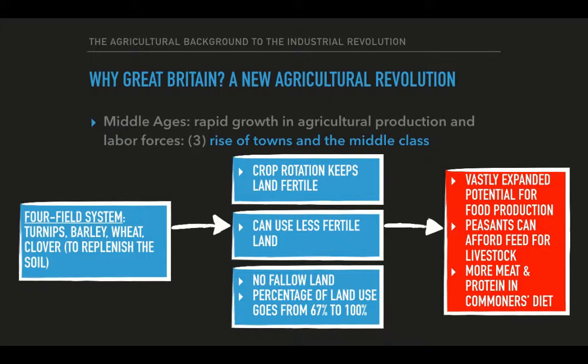Second, the Enlightenment was discovering new ways to grow better crops, and these factors led to the four-field system that used all four fields rather than leaving one fallow.